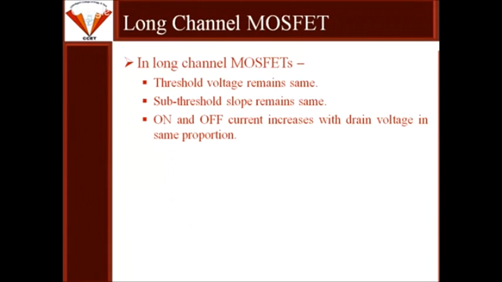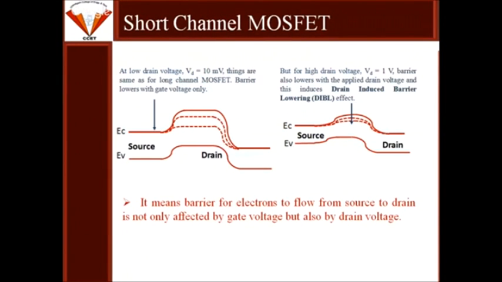Now we talk about the short channel MOSFET. So in short channel MOSFET, if suppose we have the drain voltage of around 10 millivolts, things are same as for long channel MOSFET, and barrier lowers only with the gate voltage. So if we are changing the drain voltage with a small proportion, around 10 millivolts, then the barrier is not changing. Barrier will remain same. But if we talk about the high drain voltage application, the barrier also lowers with the applied drain voltage.